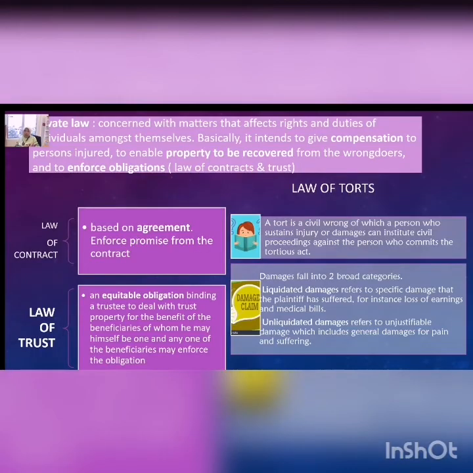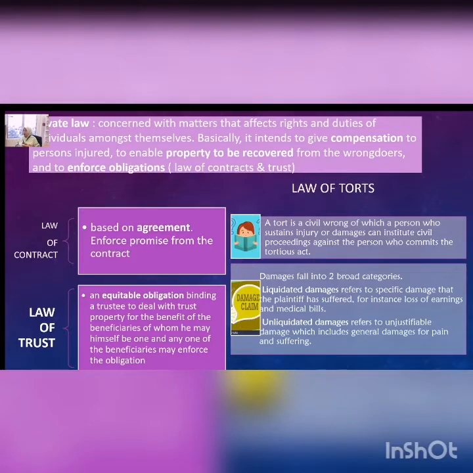Okay. So the second part. Okay, we have finished on the public law. Public law, remember, first constitutional law relating to the rights of the citizen and the government, and also criminal law. All the offences that we had discussed before. Okay, the second one is private law. It concerns the matters that affect the rights and duties of individuals amongst themselves, among us. So it intends to give compensation and enable property to be recovered from the wrongdoers and also enforce obligation.